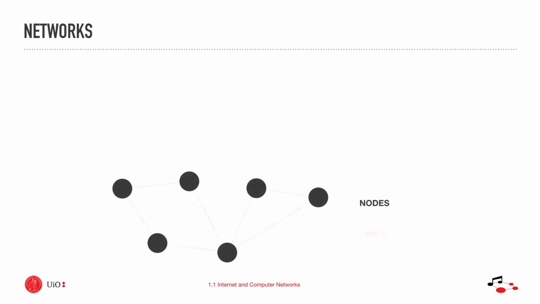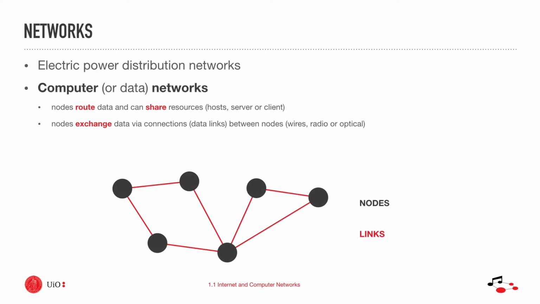Since we're talking about the internet and computer networks, it's important that we clarify what a network is. A network is any structure composed of nodes, represented by the circles, and the links that connect the nodes. This can be an electrical network to distribute electrical power, or a computer network that distributes data. The nodes are in charge of routing the data, but they can also be the point in which the data is produced or consumed, so we may have servers or clients.